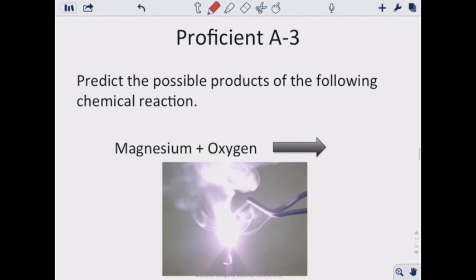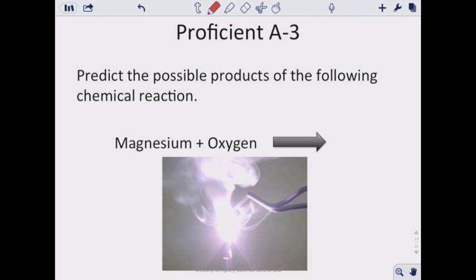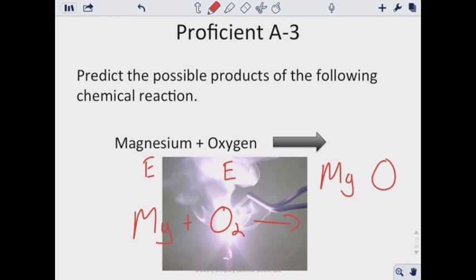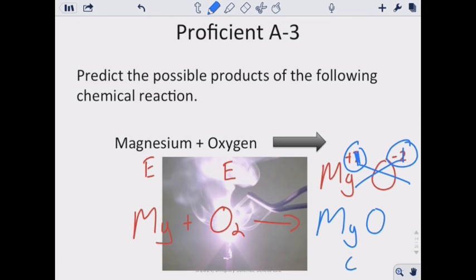And let's look at this one. It says predict the possible products of the following chemical reaction. So here we have an element plus an element. Magnesium is Mg plus oxygen, which is diatomic, it's O2, produces magnesium oxide. And we've seen this one before. Mg, which is going to be +2, oxygen -2. Since they're the same, what can we do? Reduce it down to a 1 and 1, crisscross, and we get MgO. Element plus an element produces a single compound, which we have here.